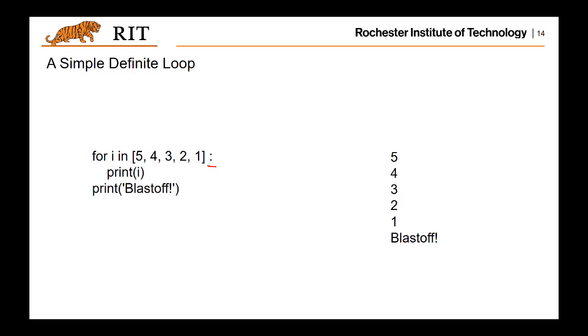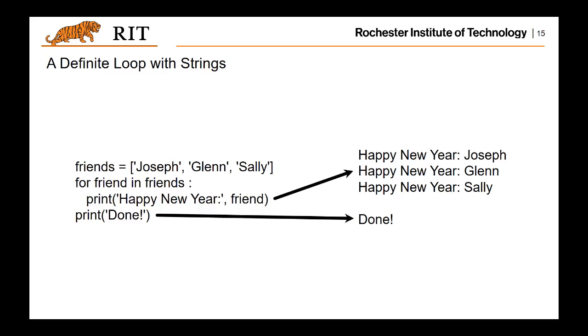Okay, let's move on. So there are different types of variables you could loop through. For example, you have an array with a set of strings, and in this case, they are names: Joseph, Glenn, Sally, right? And you can loop through them.